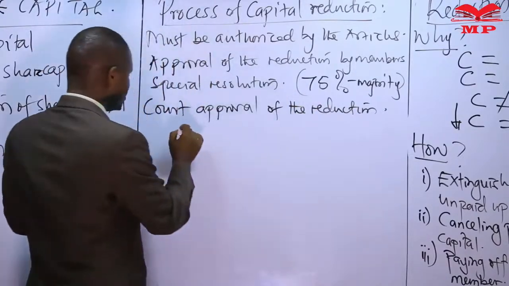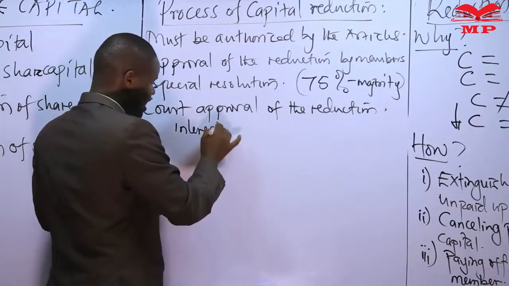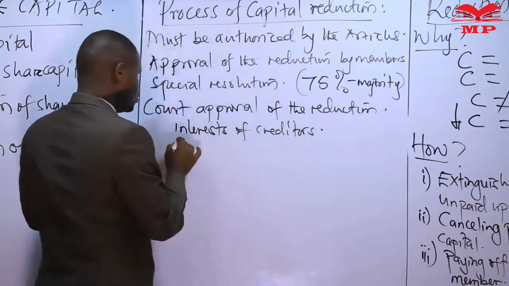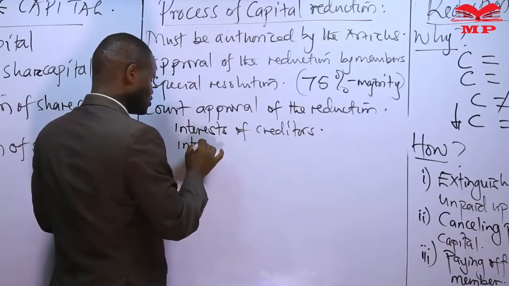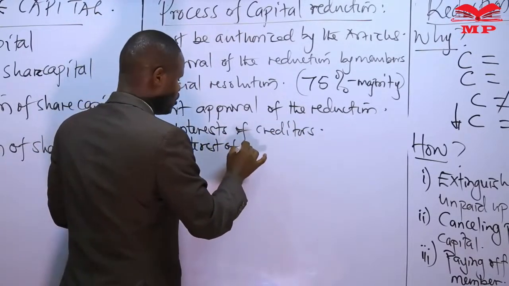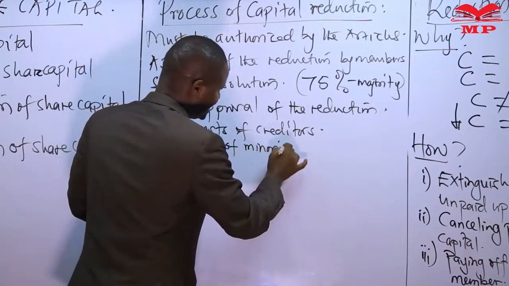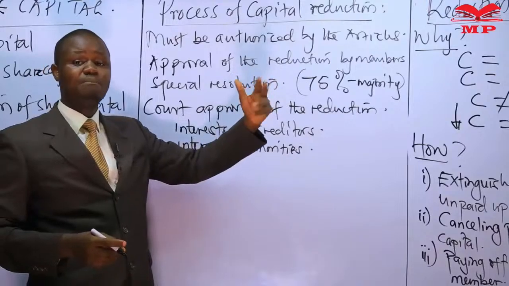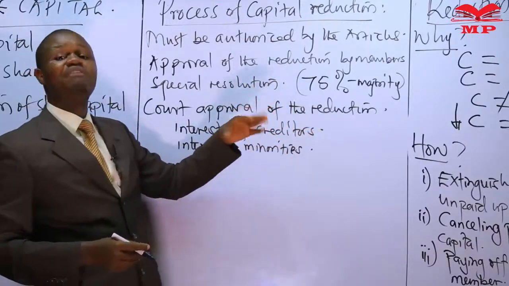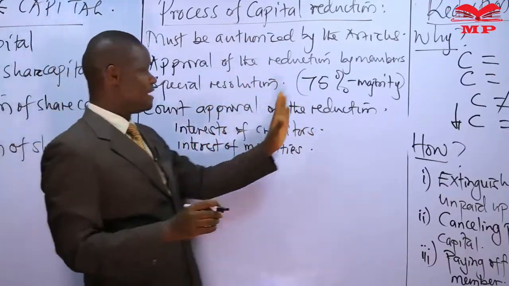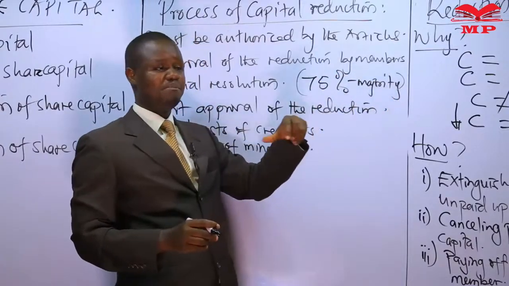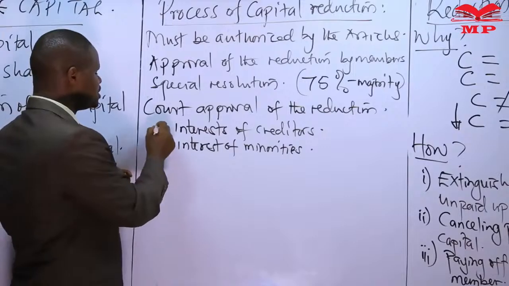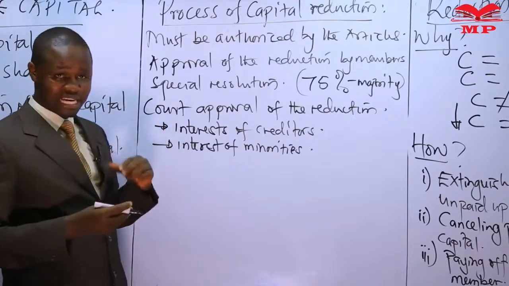For instance, we are looking at the interests of creditors. We are also looking at the interests of minorities. Remember, with a 75% majority approving the reduction, it does not mean everyone else is very happy about it. There is still a balance of 25% that may be seriously affected by the reduction, so we afford them an opportunity to have their issues protected.